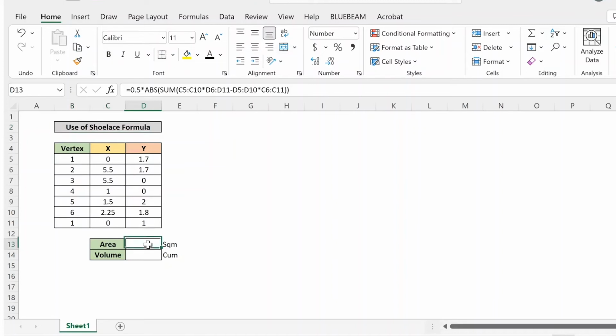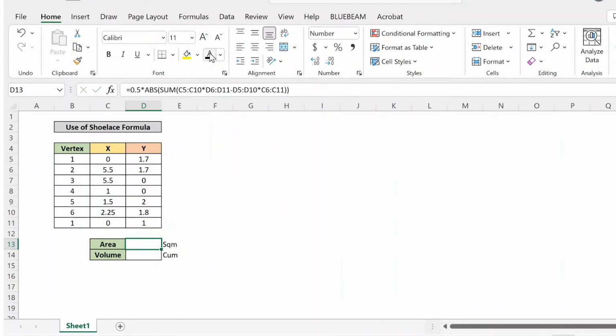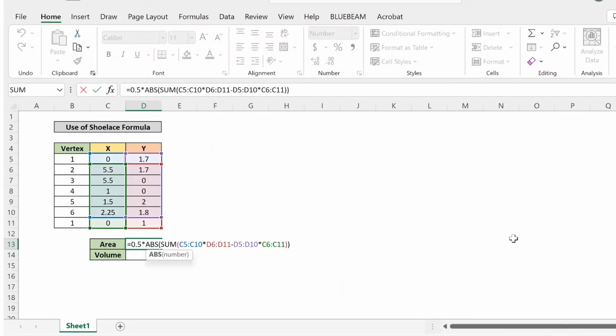It starts with equal sign, 0.5 multiplied by ABS, that's an absolute formula, bracket, SUM, bracket, select range C5 to C10, multiplied by range D6 to D11, minus, now select D5 to D10, multiplied by C6 to C11, double bracket close and hit enter.